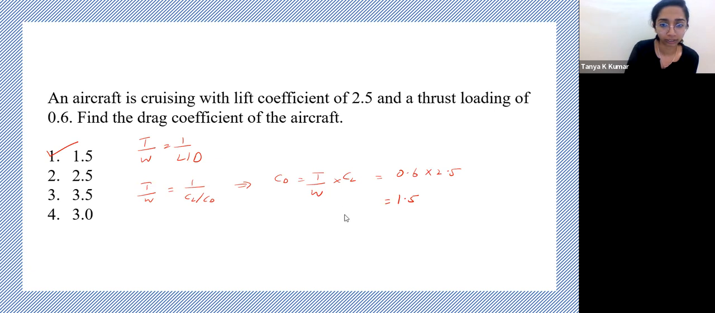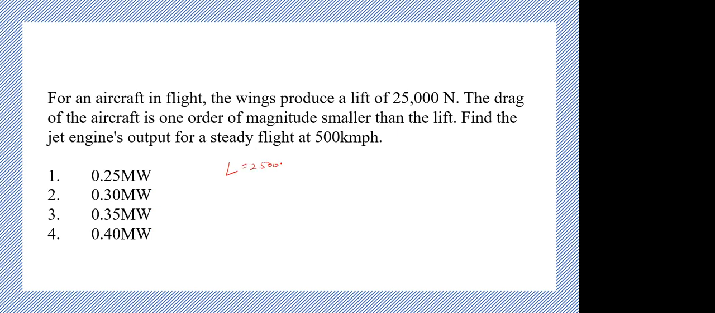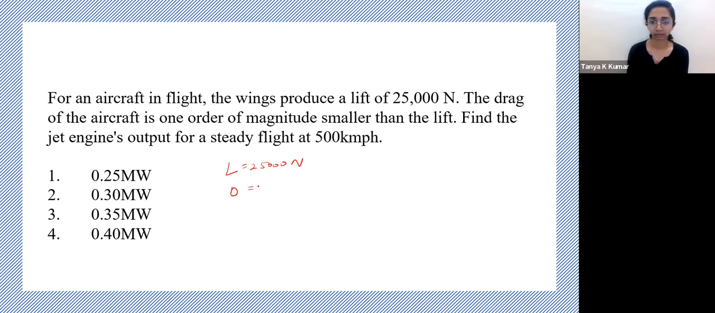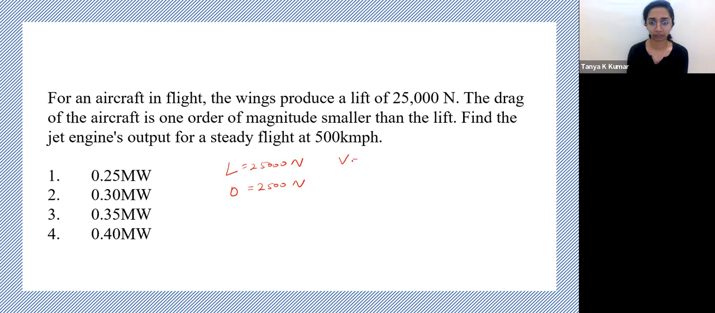Okay, so let's move on to the next question. For an aircraft in flight, wings produce a lift of 25,000 Newton. The drag of the aircraft is one order of magnitude smaller than the lift. Find the jet engine's output for a steady flight at 500 km per hour. So what is given to you? Wings produce a lift. We have L by D, drag? 2500 Newton, 10% of it. Exactly. Then we have flight velocity.